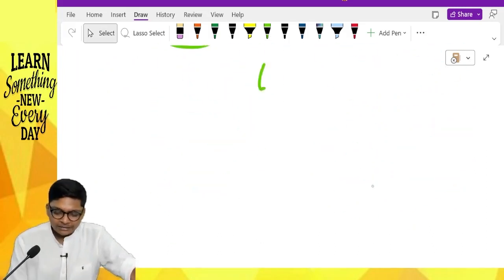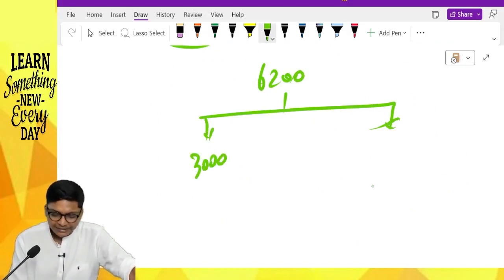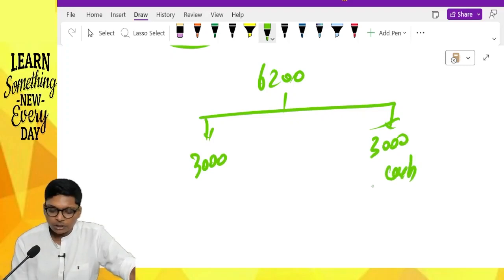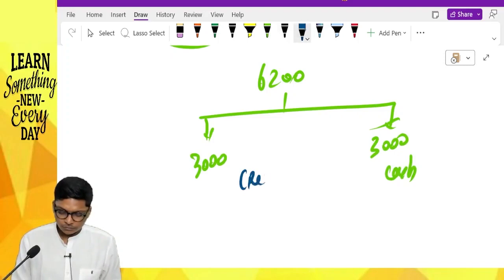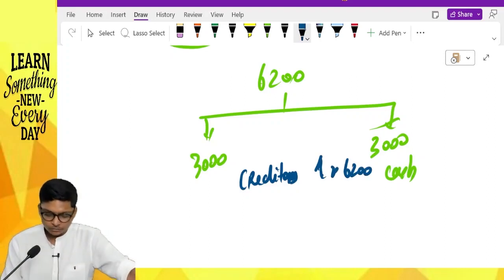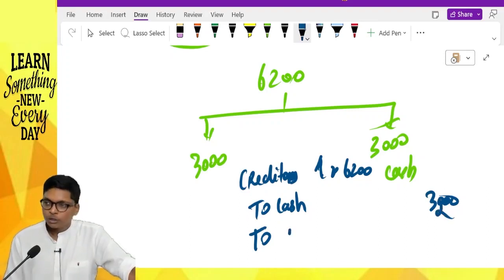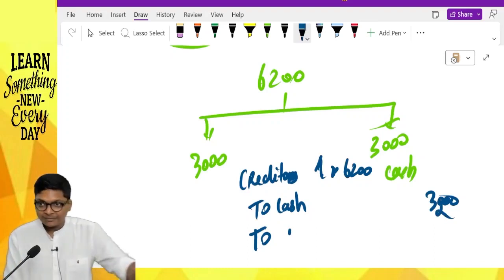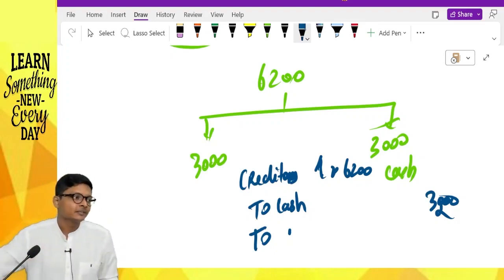So my entry will be 6,200 settled in two parts. We are doing option B. 3,000 is taking assets, 3,000 we are paying cash. Tell me the normal entry, guys. Creditors account debit 6,200 to cash 3,200. I am settling creditors because he took an investment which is not in my books.